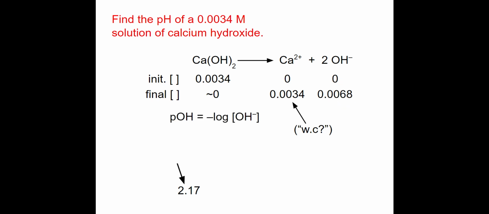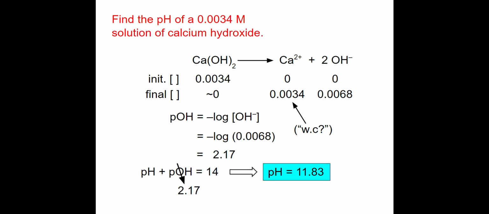So I can find the pOH by taking the negative log of the OH concentration. So I get a pOH of 2.17. If the pOH is 2.17, I know the pH plus the pOH have to equal 14, so I can figure out that the pH is 11.83.